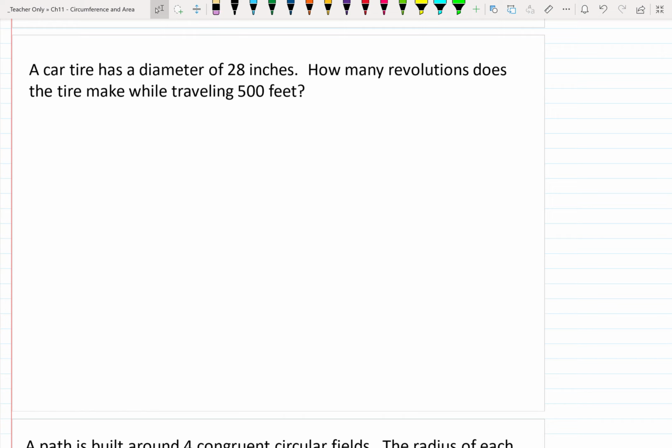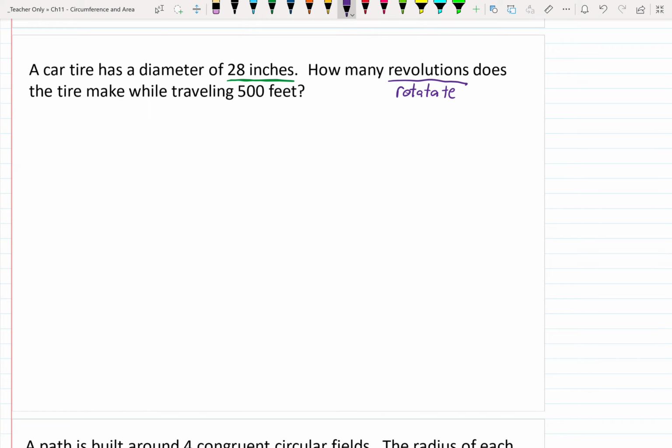I say last question because that last slide we're not going to do today. We might talk about it together. But we're going to stop right here after this question. We have a car tire that has a diameter of 28 inches. And we want to know how many revolutions. So how many times does this tire fully rotate? So revolutions, another word for rotate. How many rotations does the tire make traveling 500 feet?